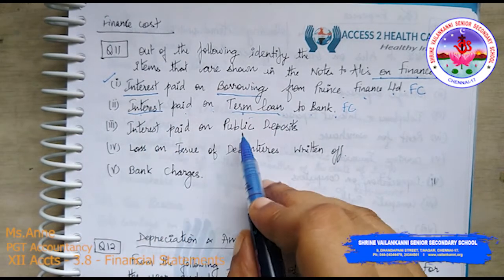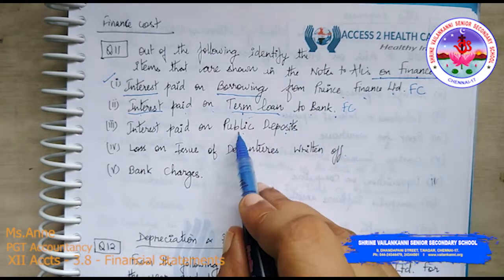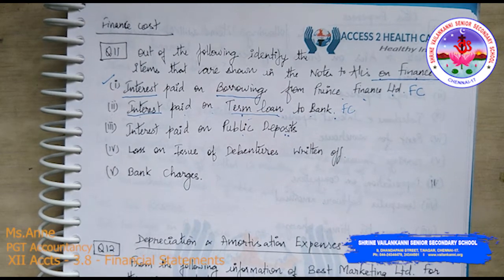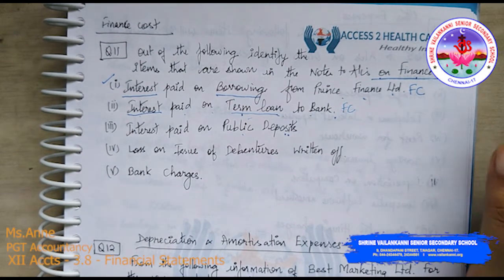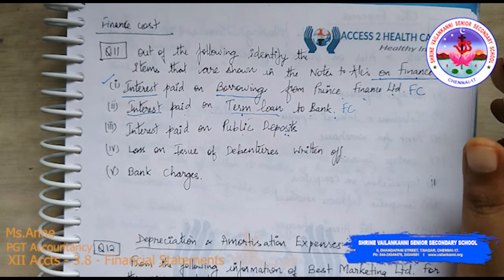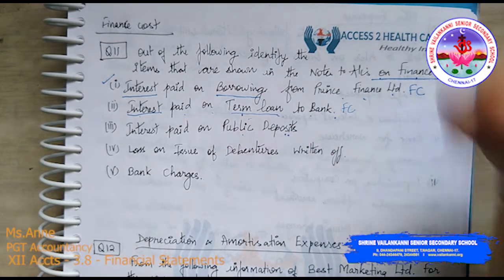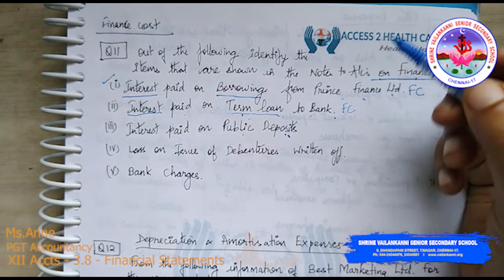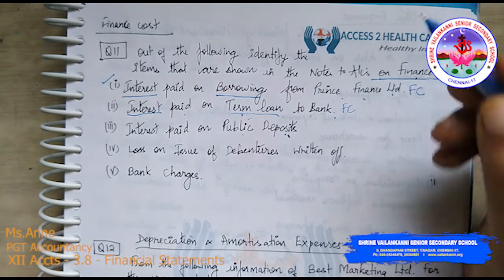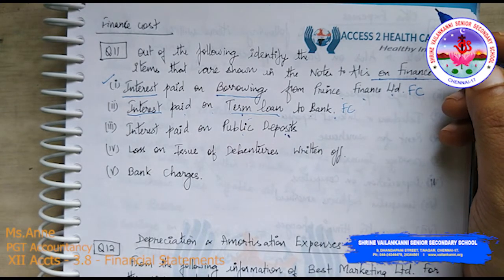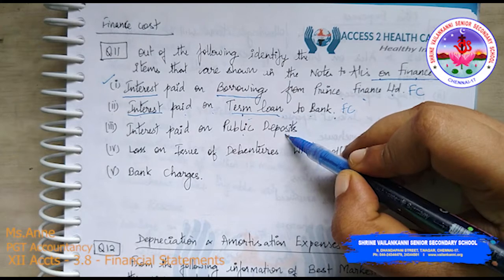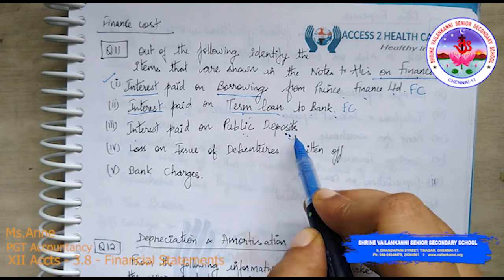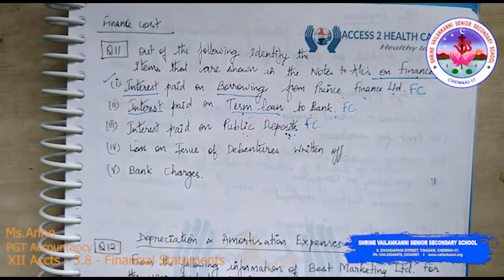Then interest paid on public deposit. What is public deposit? When a company needs some money, and it doesn't want to issue debentures or equity shares, the other mode to get money from the public is public deposit. Like we deposit in the bank, we will be depositing in the limited company, for which the company will be paying us interest. So that is interest paid on public deposit, so it is a finance cost.